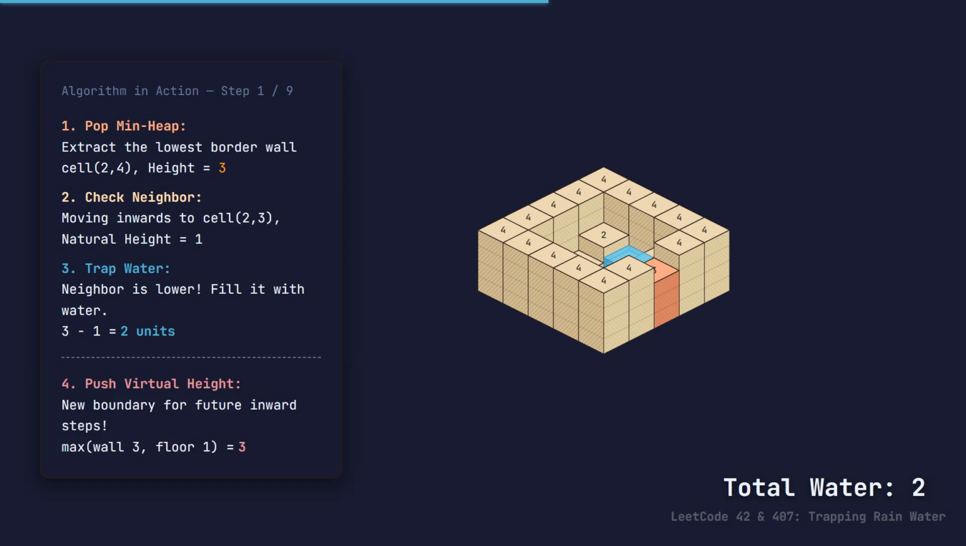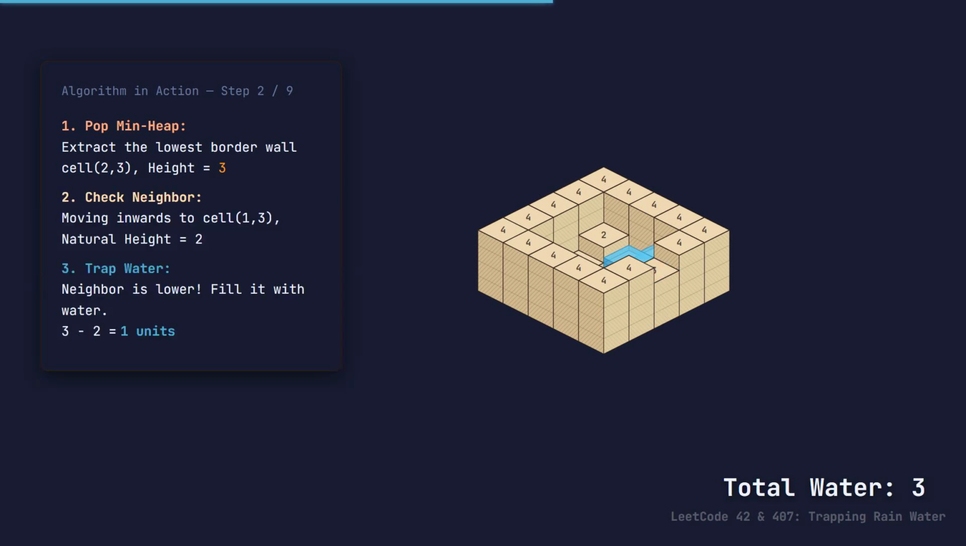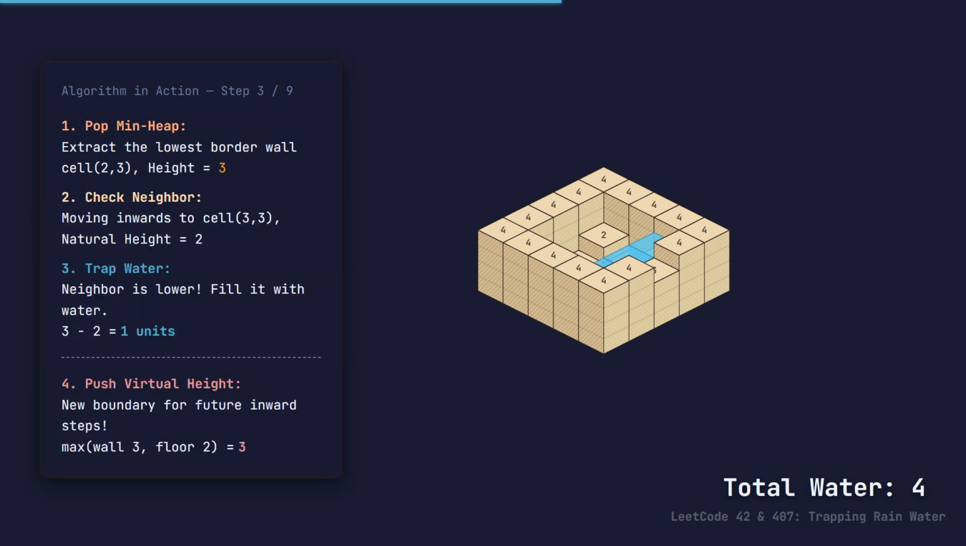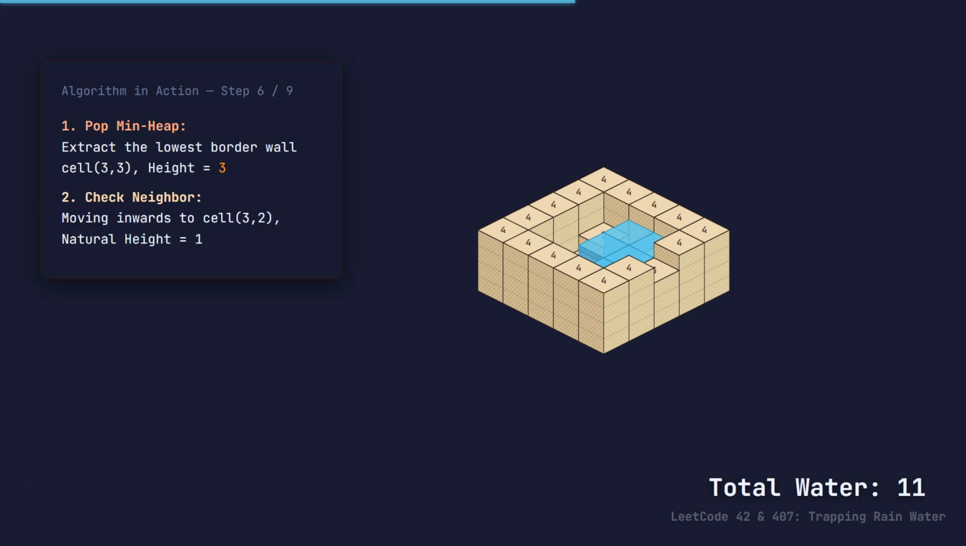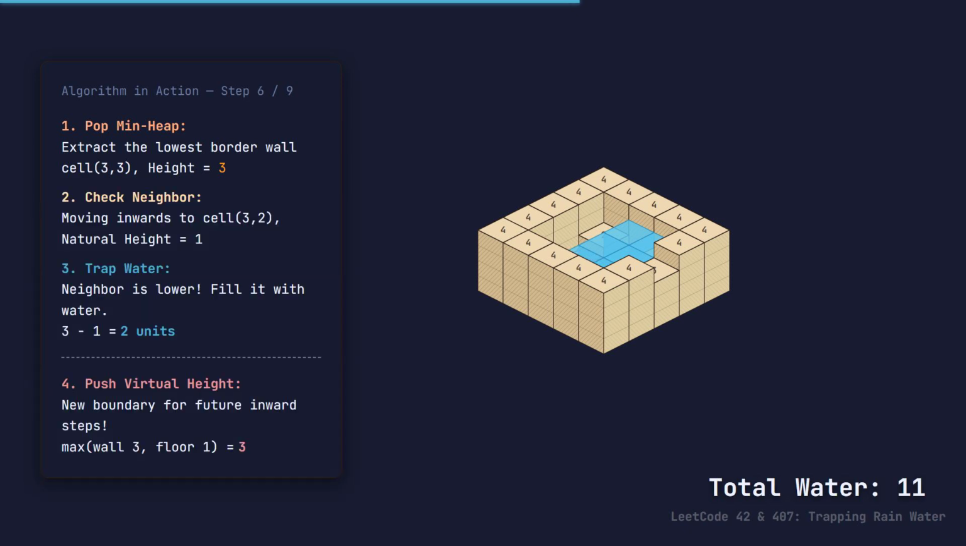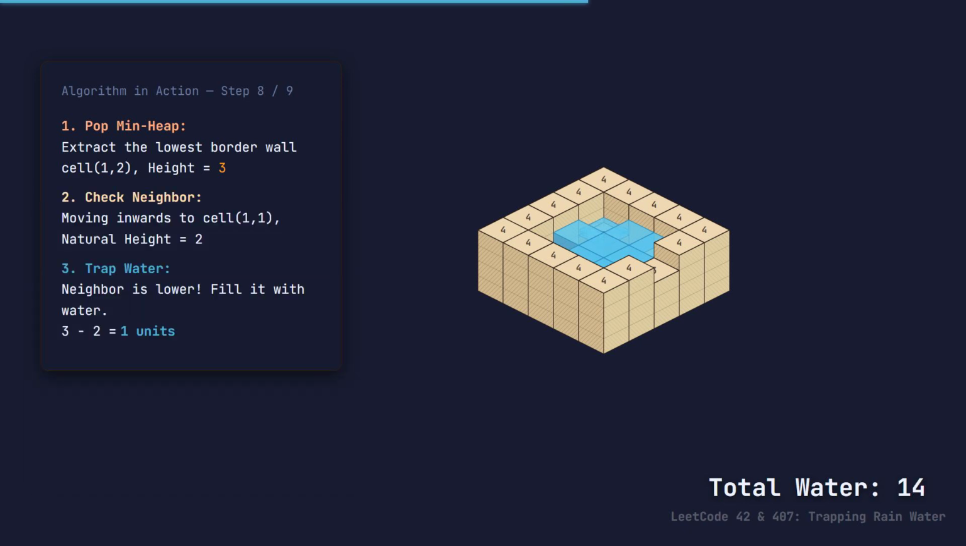So let's run the actual breadth-first search. We pop the lowest block from our heap, and we look at its 4 inner neighbors. If an unvisited neighbor is lower than our current block, congratulations, it traps water. The water fills up exactly to the height of the block we just popped. Once we calculate that trapped water, we push the newly visited neighbor straight into the heap to become part of the new boundary.